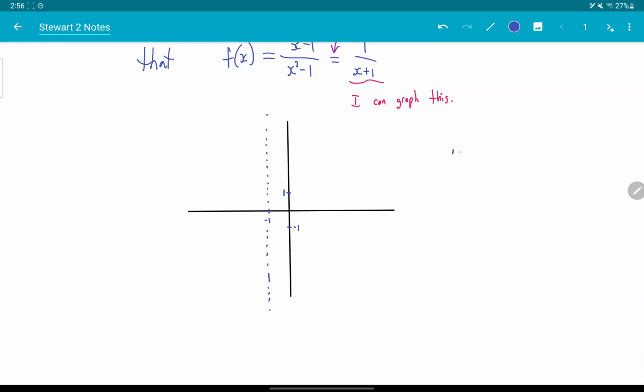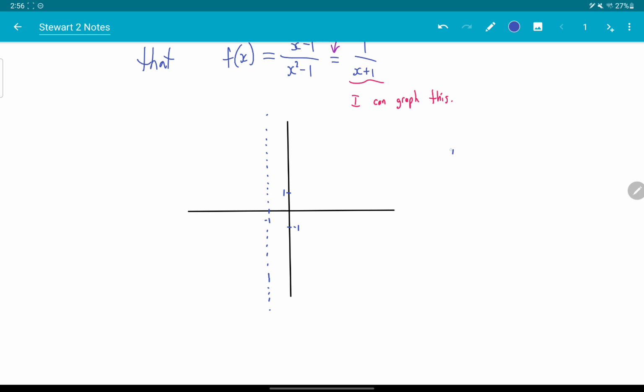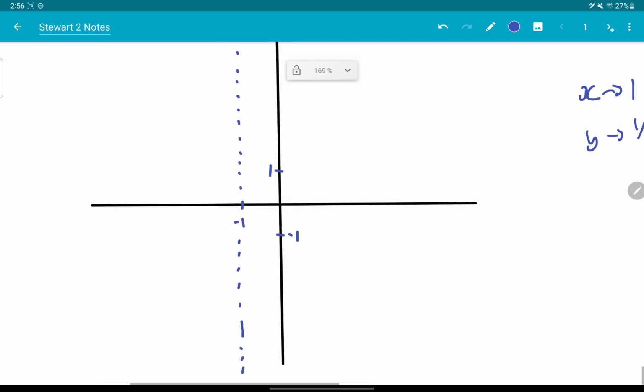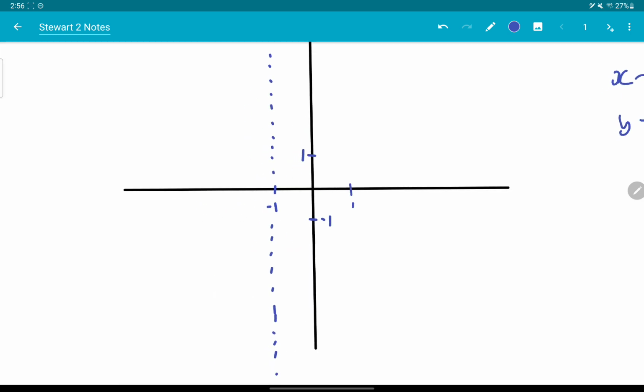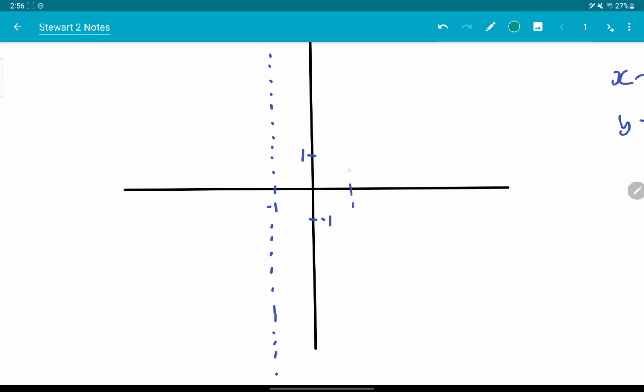Now I know that when x goes to 1, the y values go to 1/2. So I can find that point, which would be, I'm getting very scrunchy here. So when x is 1, y is 1/2. That is this point right about here.